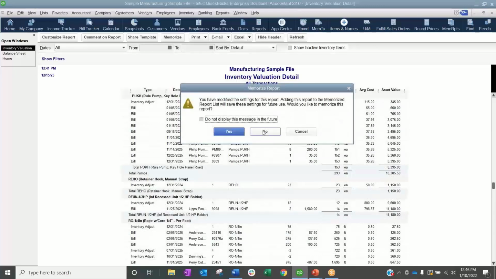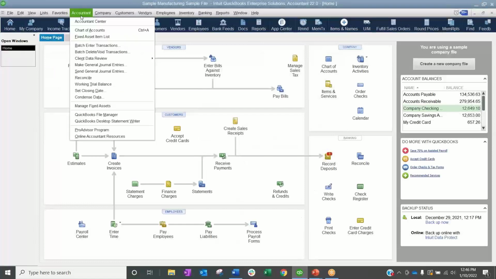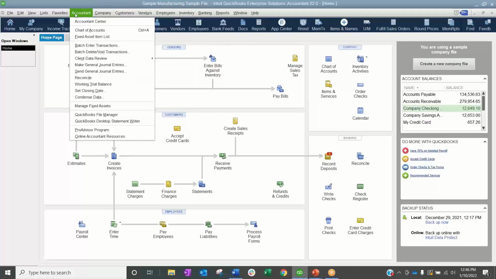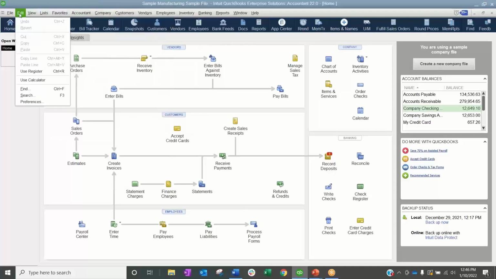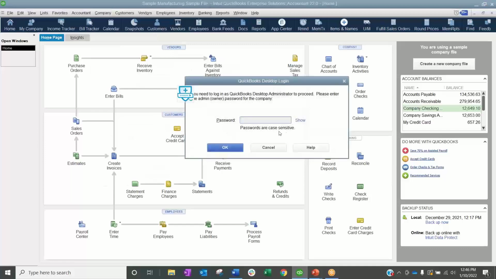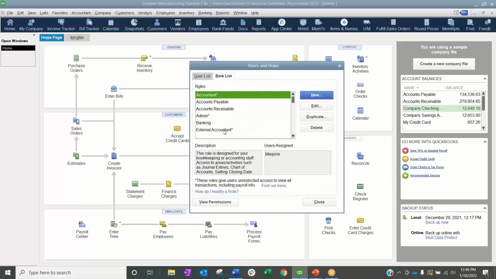Okay. Now, the last one I want to show you, and I just have a couple minutes, I know, is the Accountant Center. So if you do not have this Accountant Center, you can go in and set up a user in Enterprise. You have to give them the role of external accountant, and then they'll be able to see this accountant's user, okay?